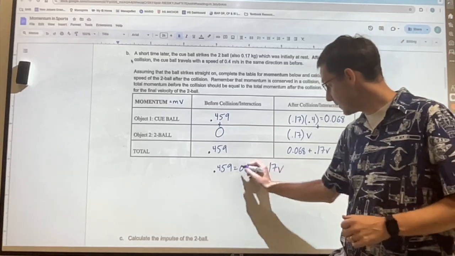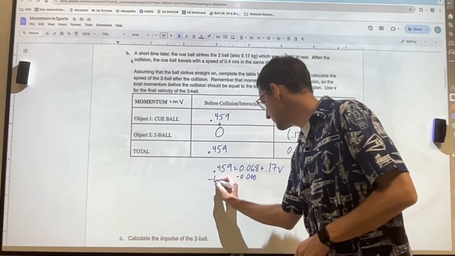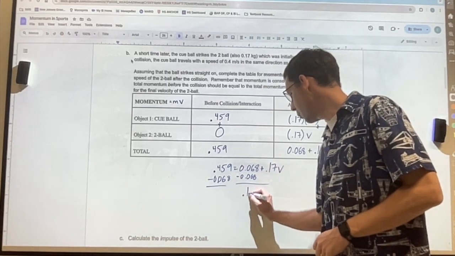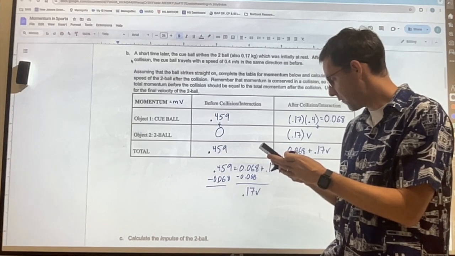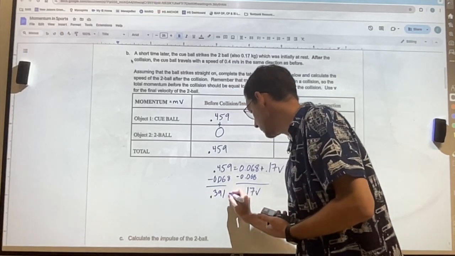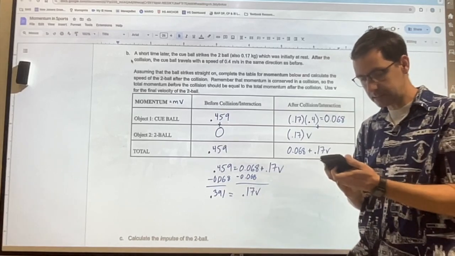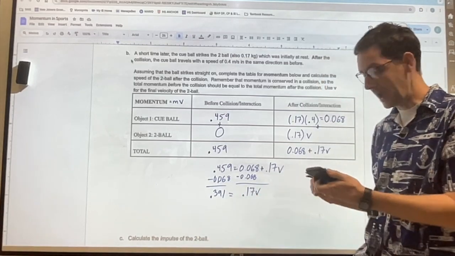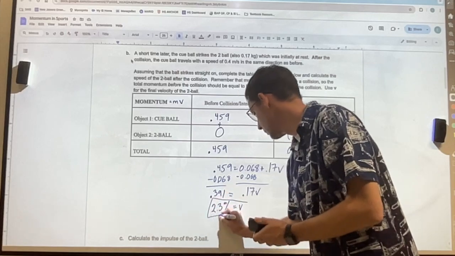So I'm going to get rid of the thing that's being added first. So I'm going to subtract the 0.068 from both sides, 0.068. And so this one, that's going to go away. I'll be left with 0.17 V. And then on this side, I'm going to have the 0.459 minus 0.068, and I'm going to get 0.391. So 0.391 equals 0.17 V. Now I'm going to divide both sides by the 0.17, and I end up getting 2.3 meters per second equals V.